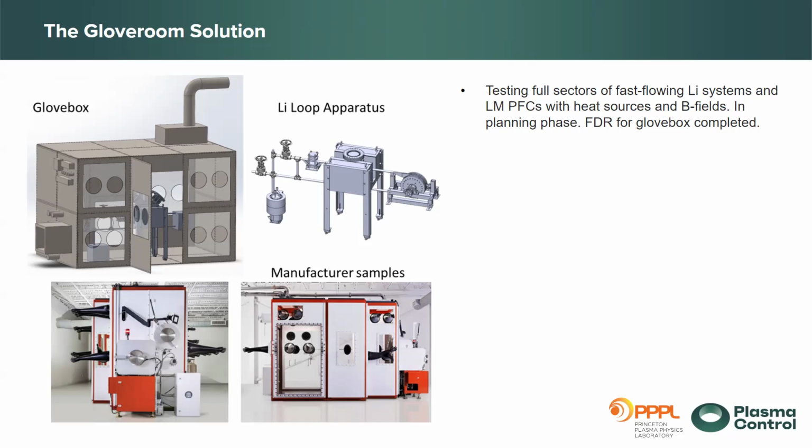So this is to test full sections of a fast-flowing lithium system with the heat source and B field. This is right now in the planning phase, and we have completed the final design review for the glove box. The central component is a 2 meter by 3 meter by 2 meter prefabricated modularized glove box. When I say modularized, it means all the panels you see on the schematic are removable, and you can change into different shapes. You can put in different penetrations, design different geometries, expand it, or change the size of it. It's just like a Lego set.